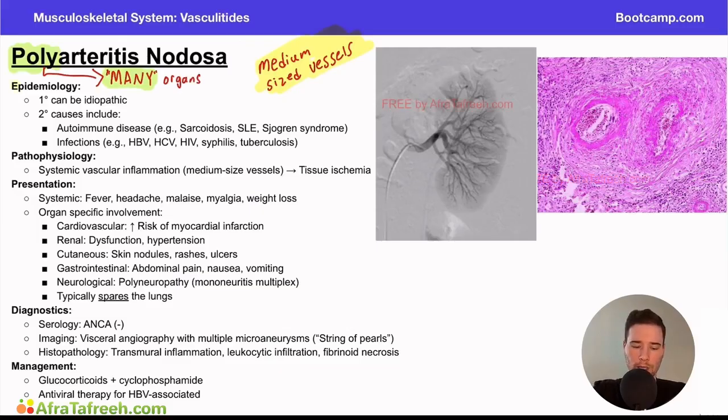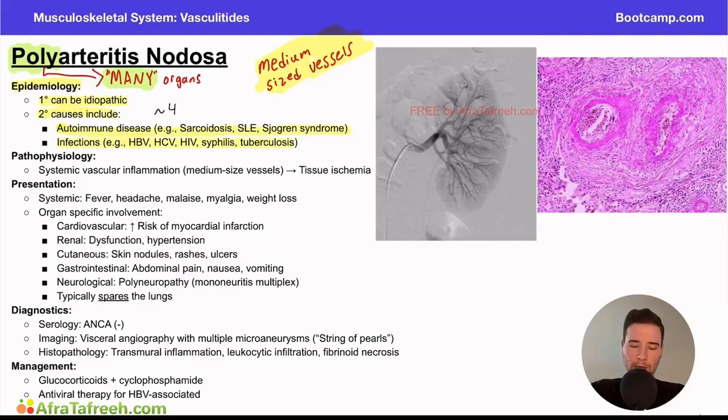So when we turn our attention to the epidemiology here, the first thing to note is that primary polyarteritis nodosa can be idiopathic. That is, we don't necessarily know what causes the condition to present. However, there are a variety of secondary causes. That is to say that polyarteritis is secondary to another primary cause or another primary pathology. These can include autoimmune conditions such as sarcoidosis, SLE or lupus, and Sjogren's syndrome. It can also be due to infections. Some of the common ones they test are HBV, HCV, HIV, syphilis, or tuberculosis.